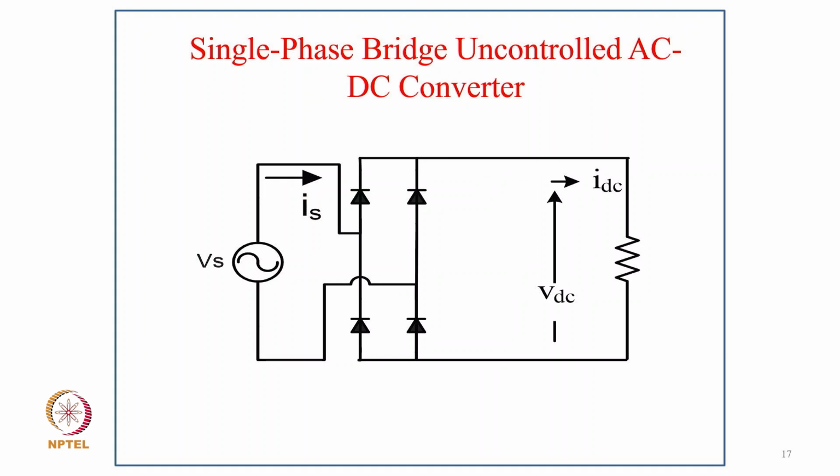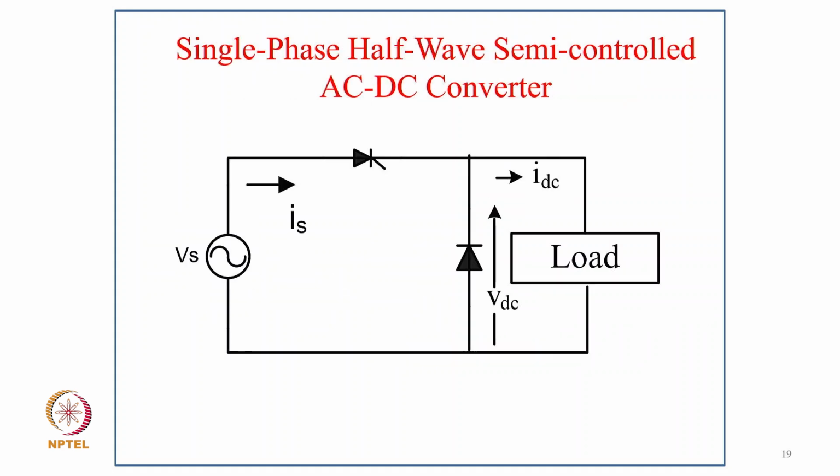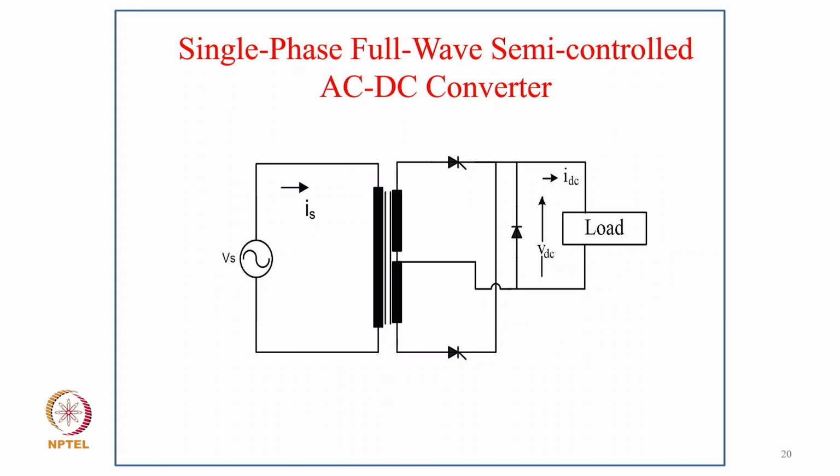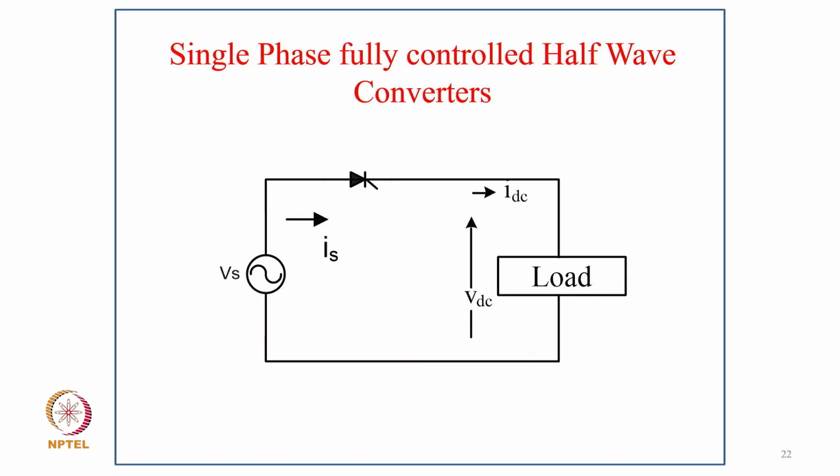Then the full wave single phase uncontrolled AC to DC full bridge converter. Then the single phase voltage doubler. This voltage doubler depends typically on the connection. We can have an input from 120 or even from 240. Then the single phase half wave semi-controlled AC to DC converter, then the full wave semi-controlled converter, then the semi-controlled bridge converter. Then the single phase fully controlled half wave converter.